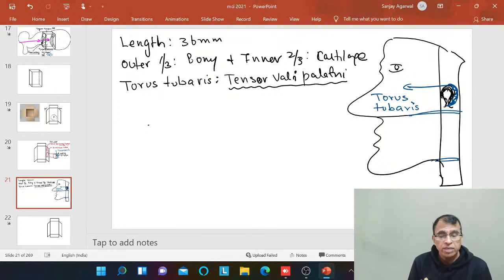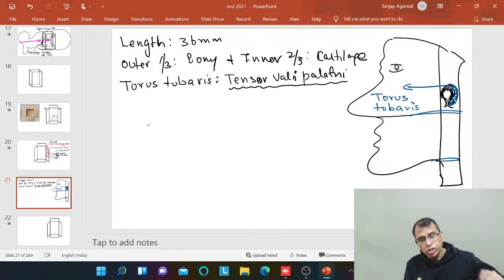And if you notice the name of this muscle, it is a muscle of the palate, the soft palate, the tensor of the palate. So this palatal muscle is also attached to the Eustachian tube. The palate and the Eustachian tube have a very deep relationship. Just remember that. They are very closely related because of this muscle. So whenever you have a palate problem, the Eustachian tube tends to have a problem.